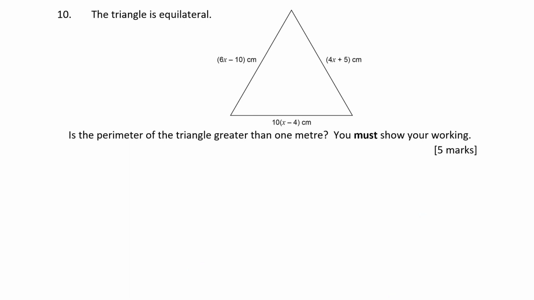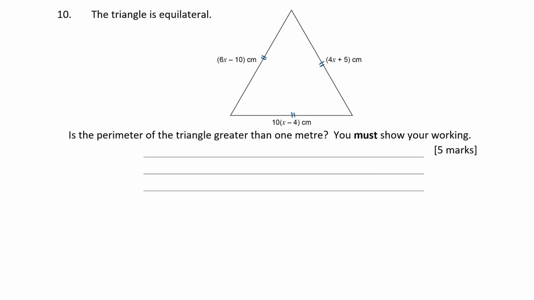Question 10. This triangle is equilateral. Is the perimeter of the triangle greater than 1 meter? You must show your working. Okay, so I've been given 3 sides of an equilateral triangle, but each side has been given algebraically, and it's a different algebraic expression. So this one is equal to this one is equal to this one. So that means those 3 algebraic expressions must be equal to each other. So 6x minus 10 has got to be equal to 4x plus 5, which has got to be equal to 10 lots of x minus 4.